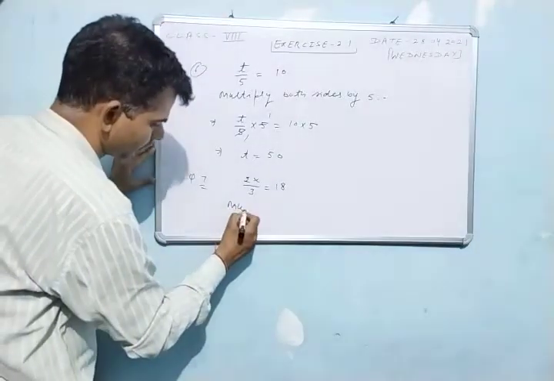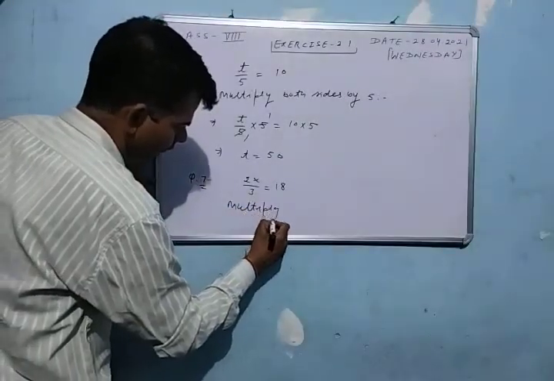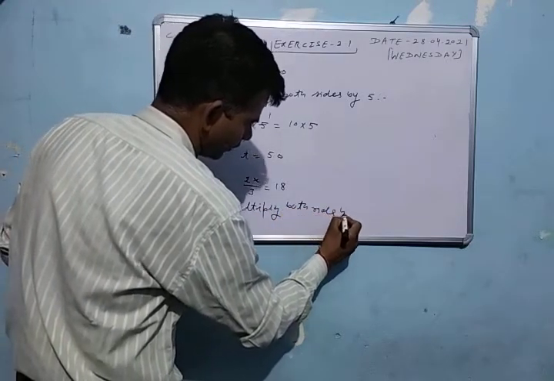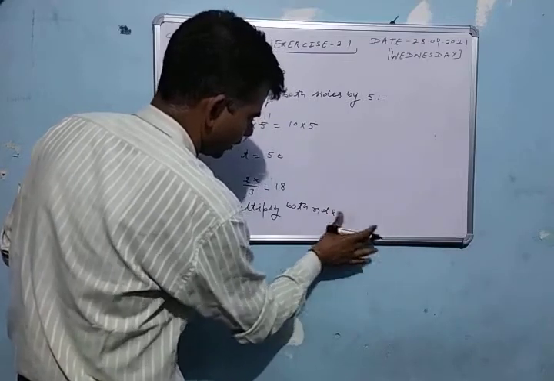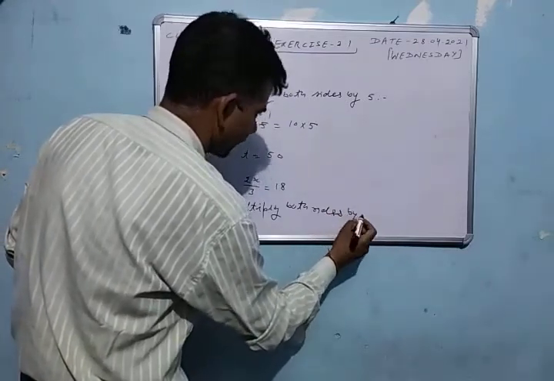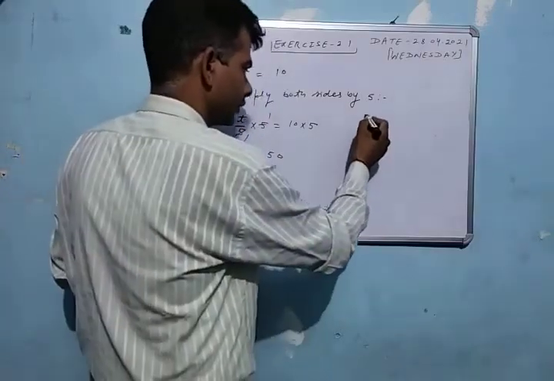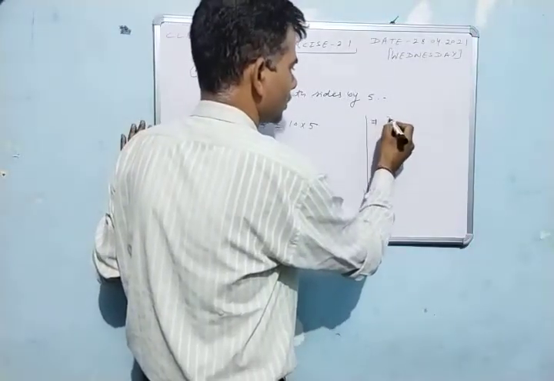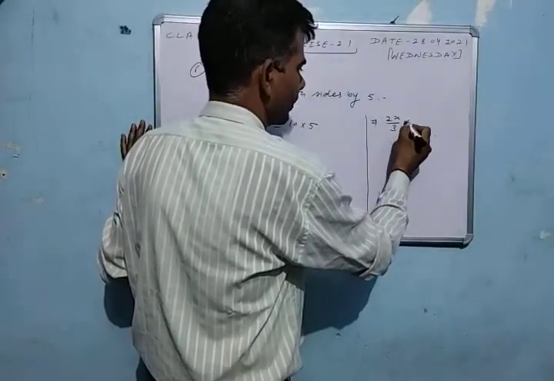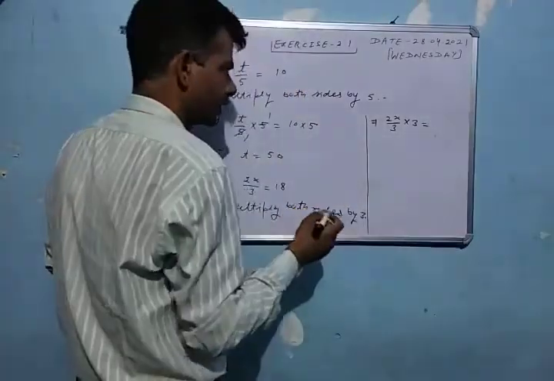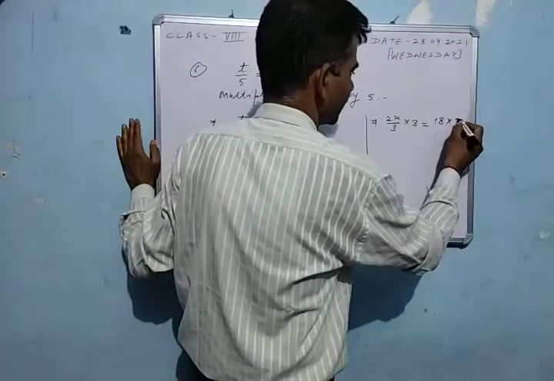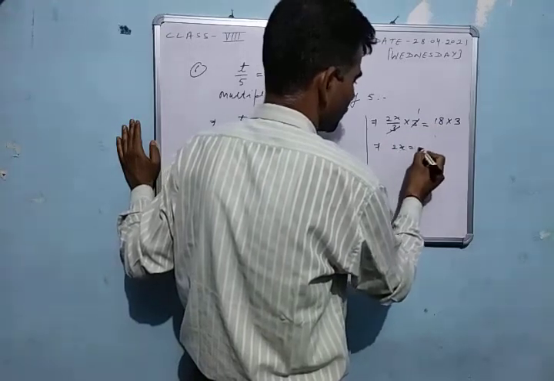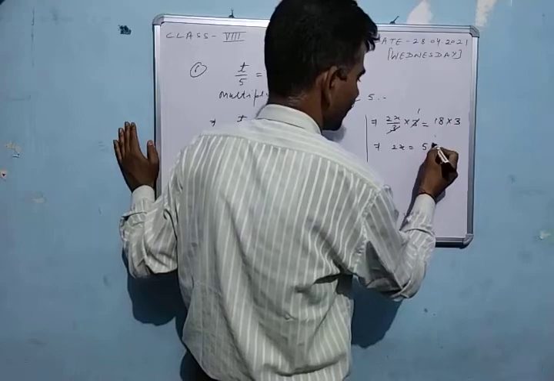Multiply both sides by 3. Students, do it. 2x/3 multiplied by 3, and 18 multiplied by 3. 3 ones are 3, 3 ones are 3. Now students, 2x is equal to 18 times 3, which is 54.